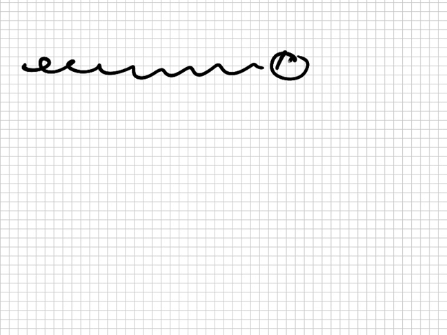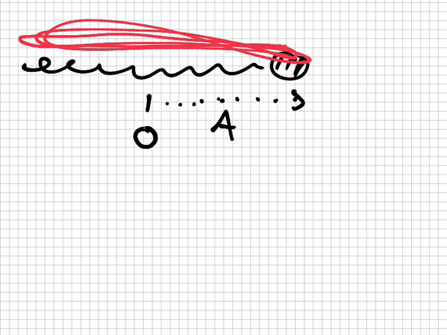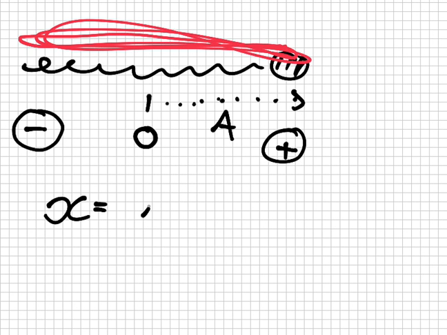So for example, I pull this out a distance A, and then it starts to go back and forth and back and forth and back and forth. And I'll call this here O, the origin. So this is positive x and this is negative x. x equals A cos omega t. So that's our first formula.